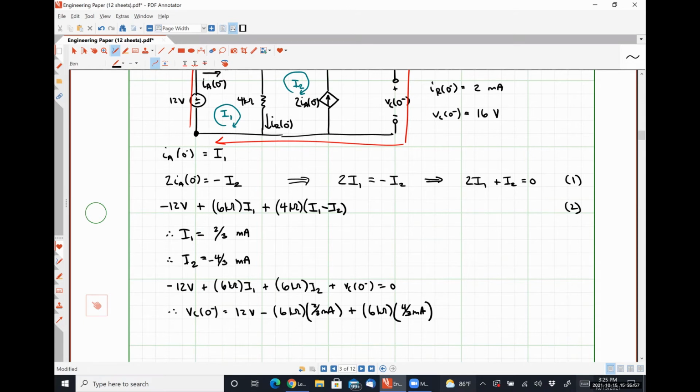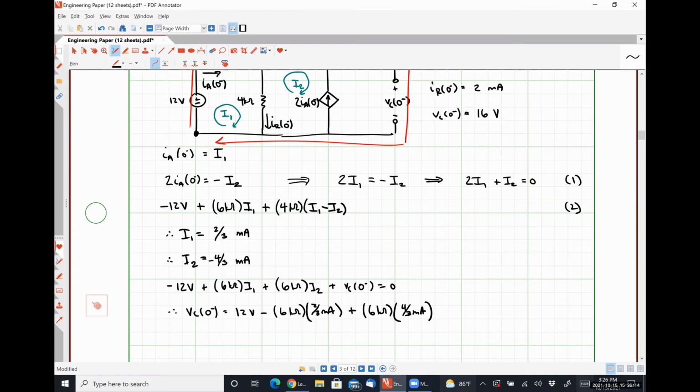Everybody okay with that? Kirchhoff's current, or excuse me, Kirchhoff's voltage law around that outside loop. And the reason why this plus sign right here exists is because I know that I2 is negative.